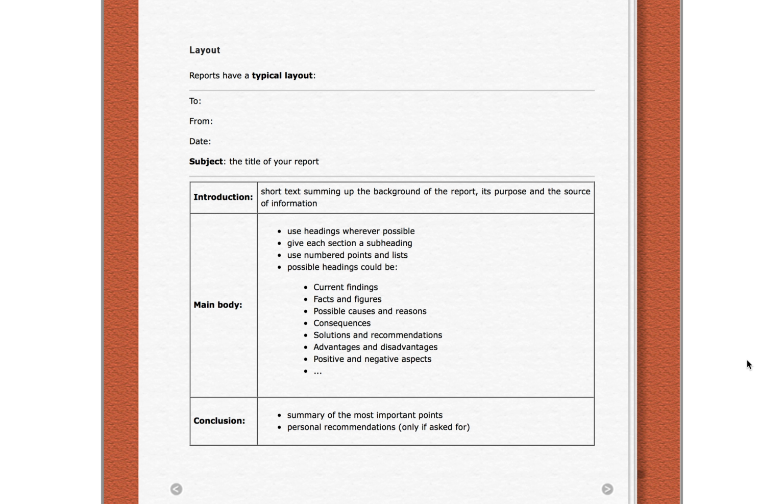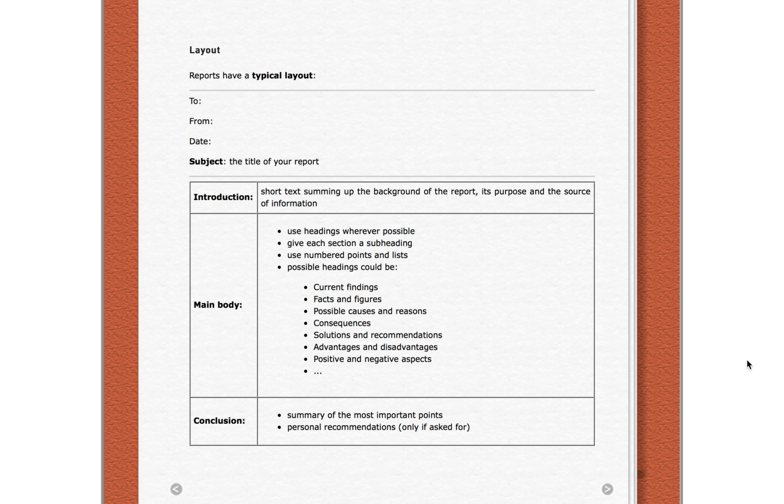A report is always divided into sections. There is always an introduction, which is usually a short text summing up the background of the report, the purpose, and the source of information. So, why are you writing it, and where did you get the information from?